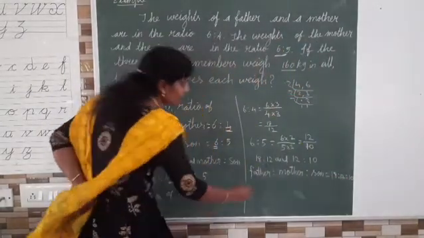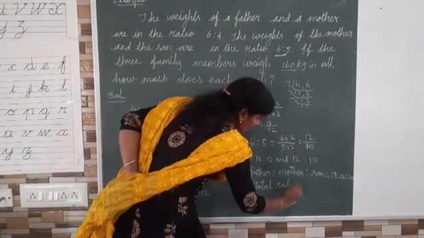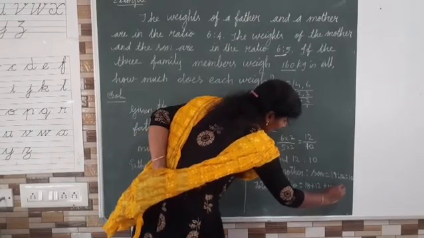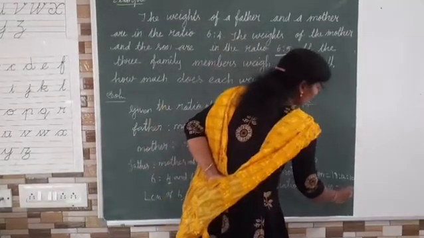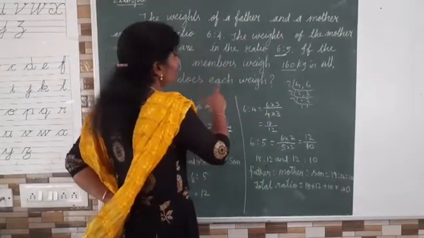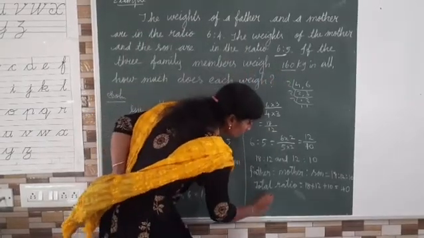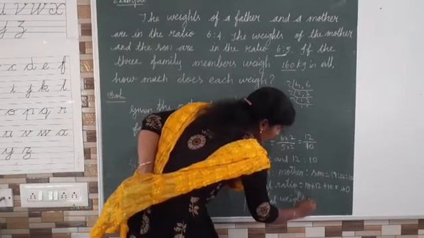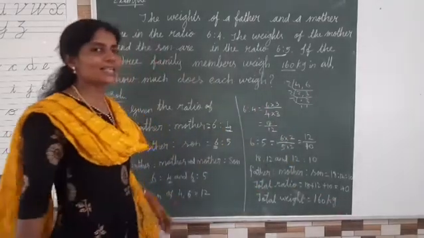Now we can write what is the total ratio? Total ratio equal to 18 plus 12 plus 10. 18 plus 12 is equal to 30. 30 plus 10 is equal to 40. Total ratio 40. Then total weight, the three family members' weight, that is the total weight. Total weight is equal to 160 kg.